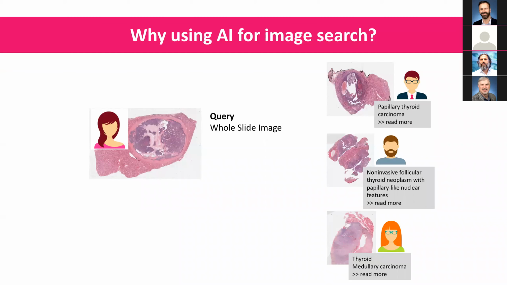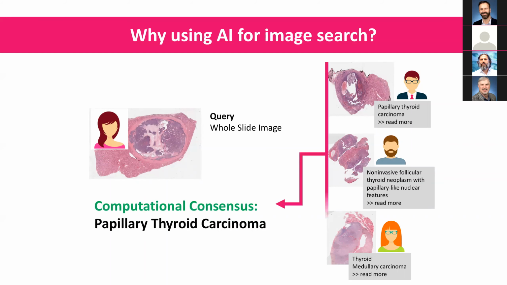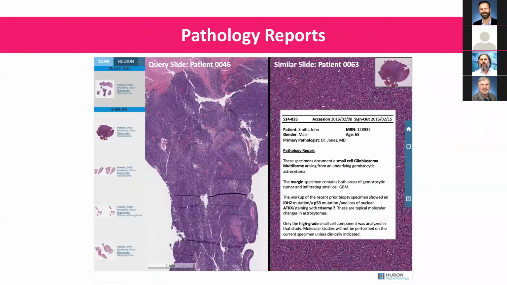You may get top 5, top 10, top 50, top 100, depending on the size and the diversity and heterogeneity of your archive. And depending on that, you can build what we call a computational consensus. So here, for example, papillary thyroid carcinoma, which is not a difficult diagnostic case to begin with, you can build a diagnostic consensus.